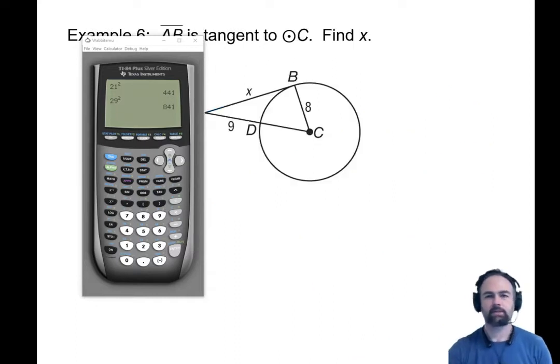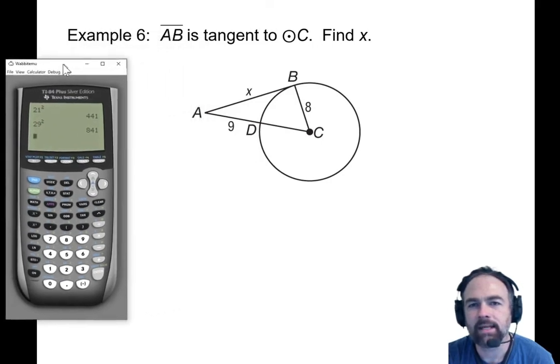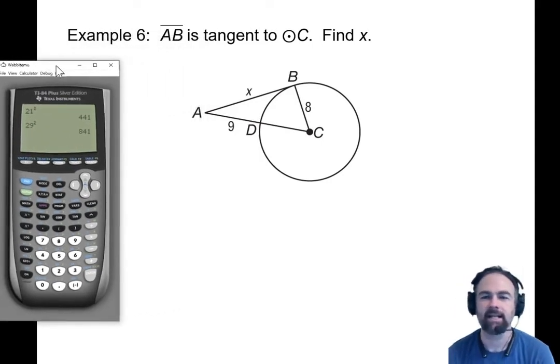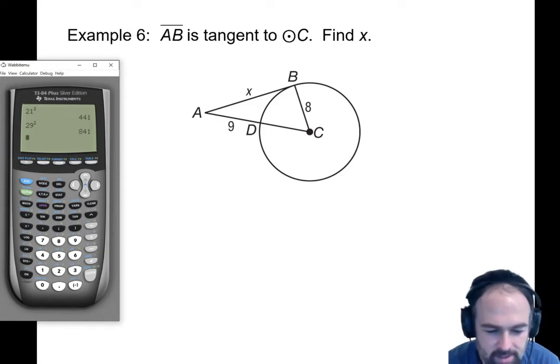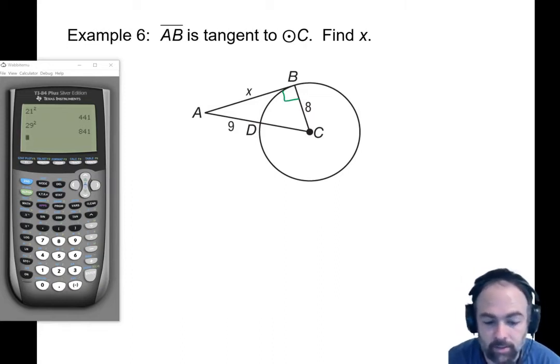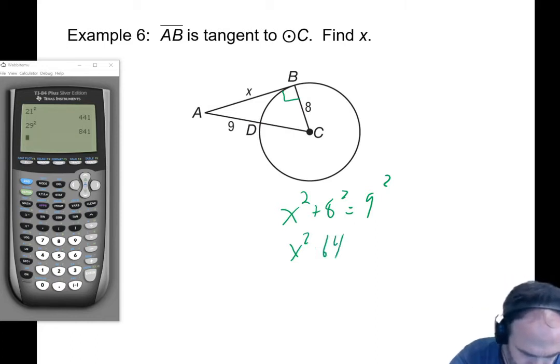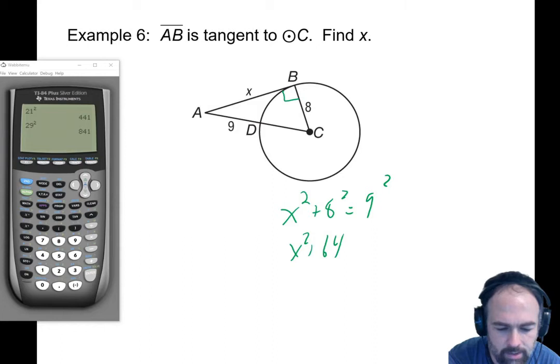All right, now example 6. We know that AB is tangent to circle C. Find X. Well, in this case, since it is tangent, we know that this is a right angle. Therefore, I can perform the Pythagorean theorem to find X. So X squared plus 8 squared equals 9 squared. Let's try and write the right symbols here. X squared plus 64 equals 81.